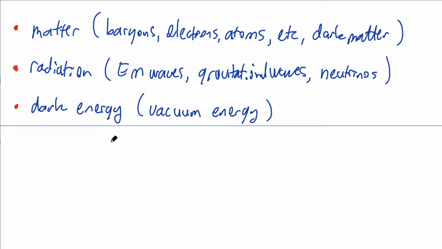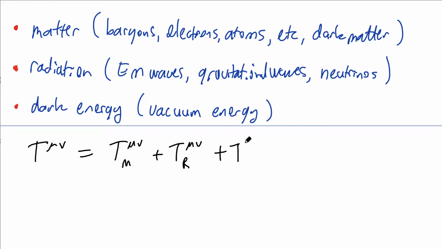So the total stress energy momentum tensor for our universe consists of these three types of perfect fluids. So T mu nu is equal to the stress energy momentum tensor for the matter, which we'll call T mu nu sub m for matter, plus the stress energy momentum tensor for radiation, for which we'll use the subscript r, and for dark energy, we'll use the subscript d. Now what about the equations of state for these three components?